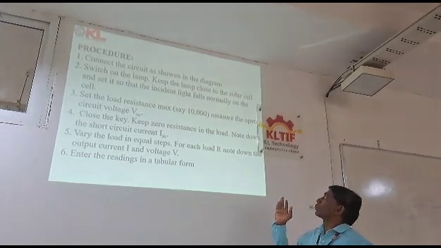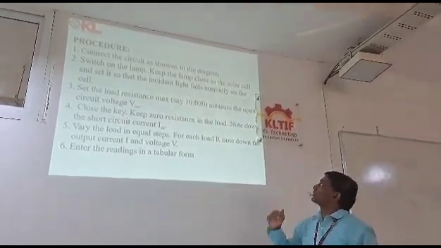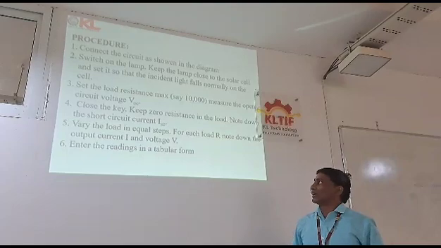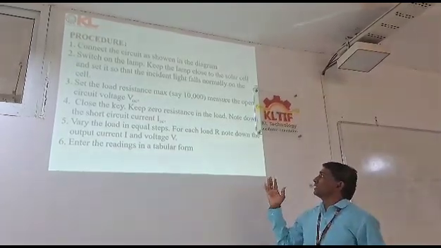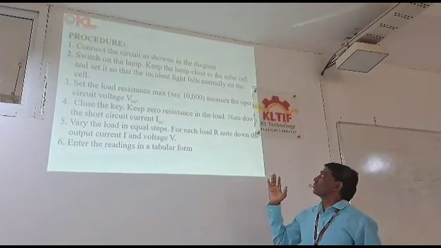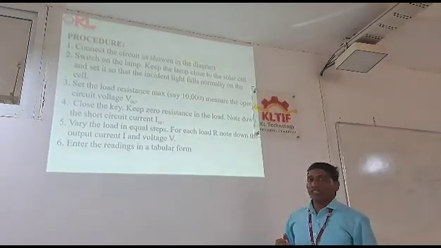Bring the lamp close to the solar cell, and you will get the energy level. After that, vary the load, approximately 10,000 ohms, and measure the open circuit voltage, that is VOC.